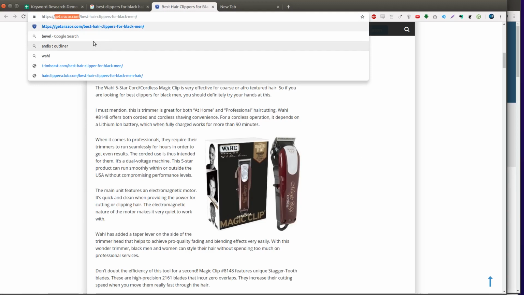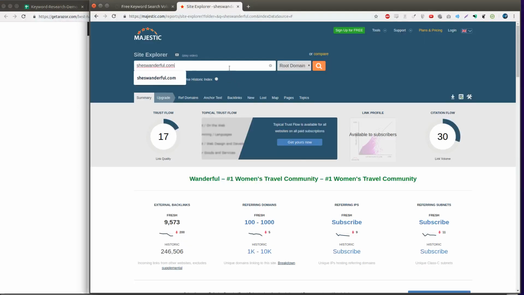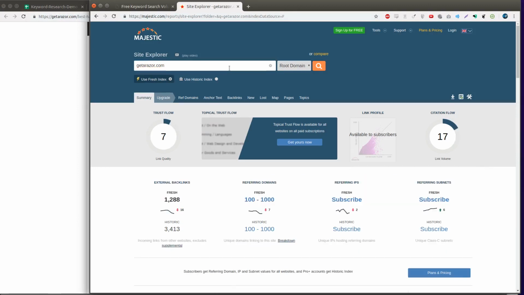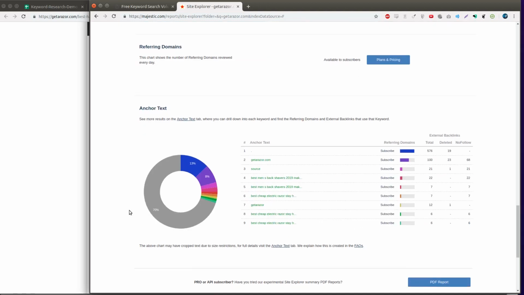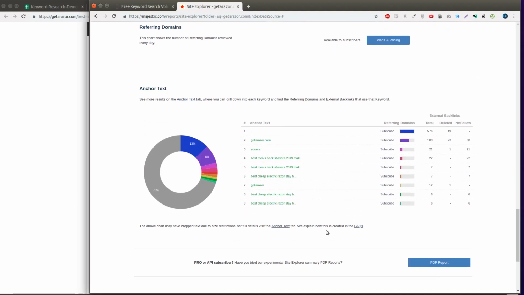So let's start with the domain, since we can actually check a domain in Majestic, even though you can't check full URLs in Majestic without a subscription. And what we can see here is a few numbers. So we have trust flow, citation flow, number of external backlinks. We get a range for a number of referring domains. And at the bottom here, we also can see their general distribution of anchor texts.